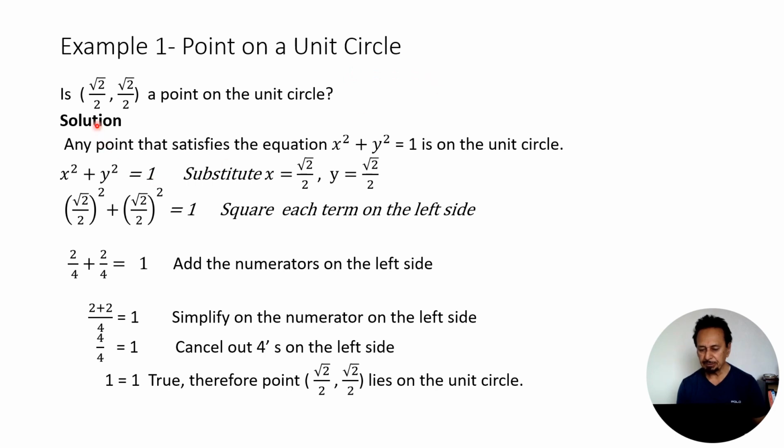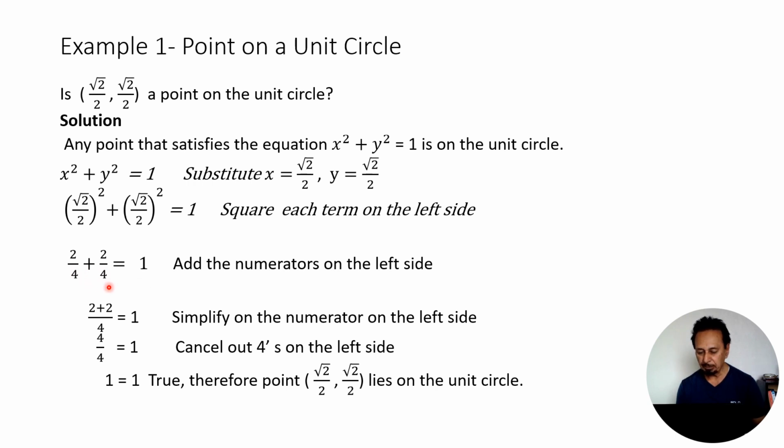Example 1: is (square root of 2 over 2, square root of 2 over 2) a point on the unit circle? Well, to check that, we substitute x equal to square root of 2 over 2 and y equal to square root of 2 over 2 in the equation x squared plus y squared equals 1. So this becomes the square of square root of 2 over 2 plus the square of square root of 2 over 2 equals 1. Now we square: the square root of 2 squared becomes 2, and 2 squared is 4. Similarly, the square root of 2 squared is 2, and 2 squared is 4.